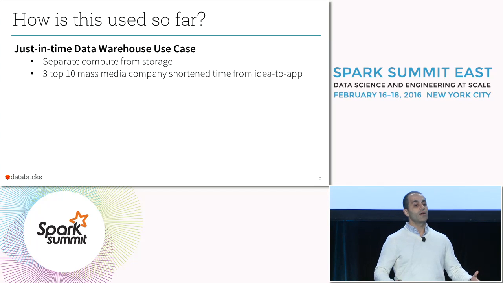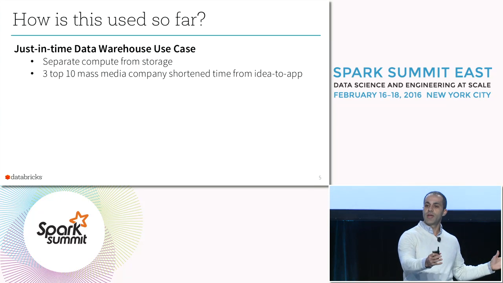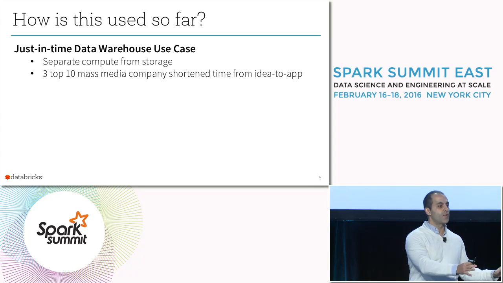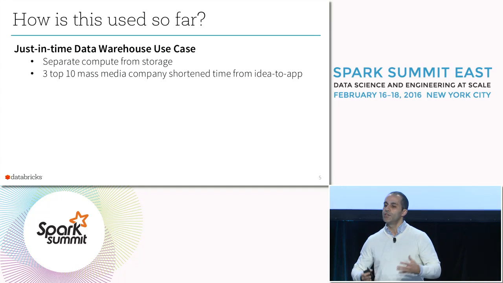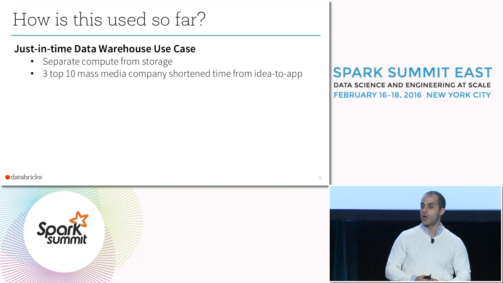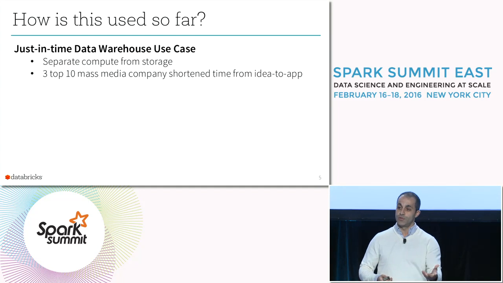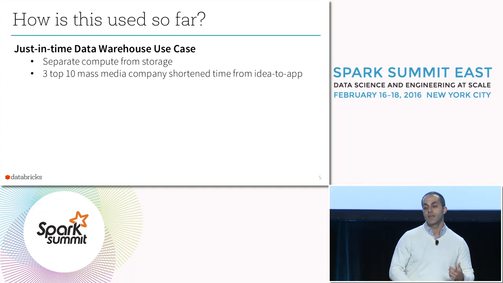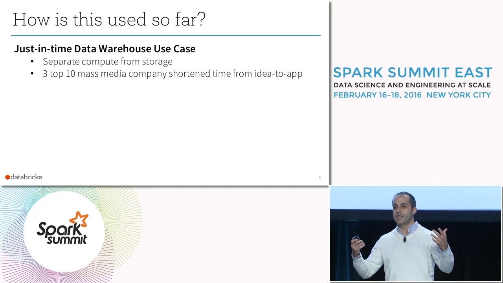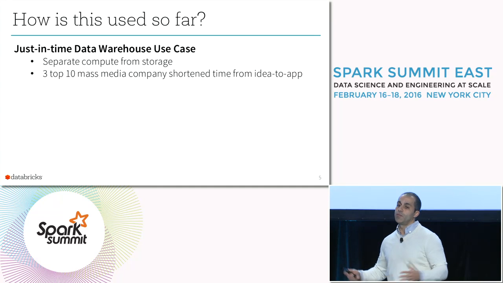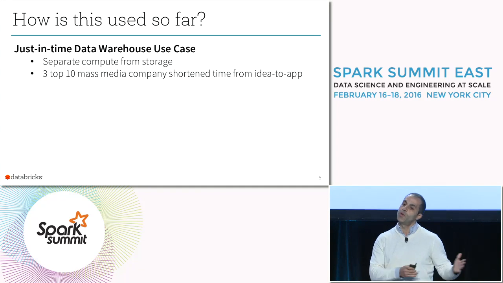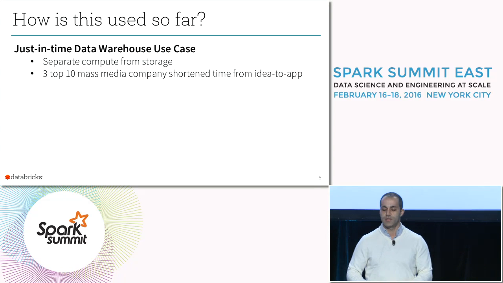You store your data, often in the cloud, in a very elastic way. And you pay for whatever you're storing there, and it's very reliable. Simultaneously, you use the Databricks platform to launch clusters with Spark and extract insights from those. And that can be very efficient and dynamic. So I've listed here that 3 out of the 10 top mass media companies use this. And what they were able to do is take ideas that they had and get it all the way up to an app in much shorter time. So they could shorten this from months or weeks, sometimes down to days.